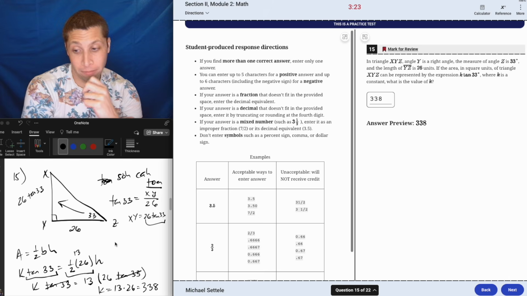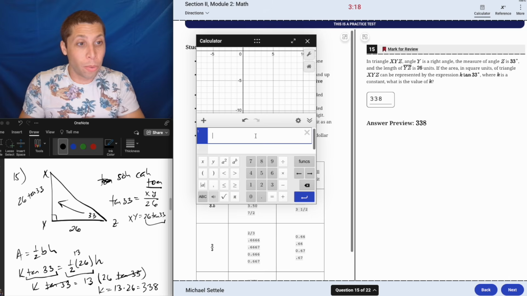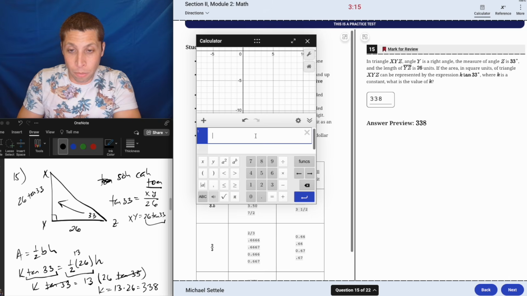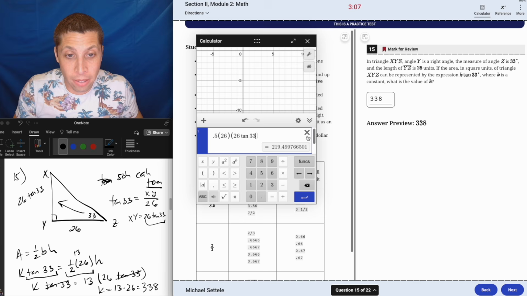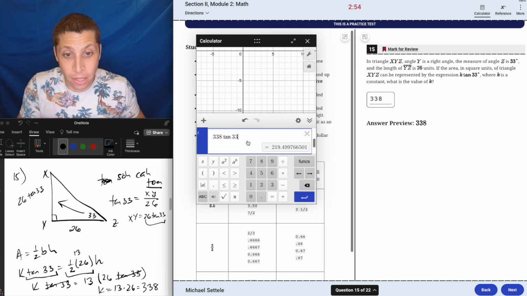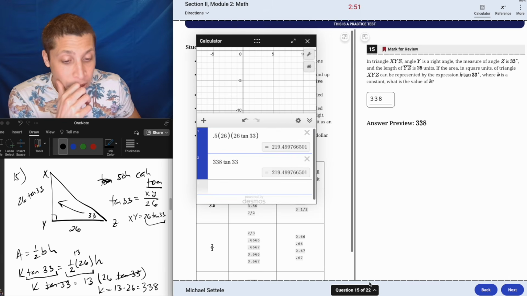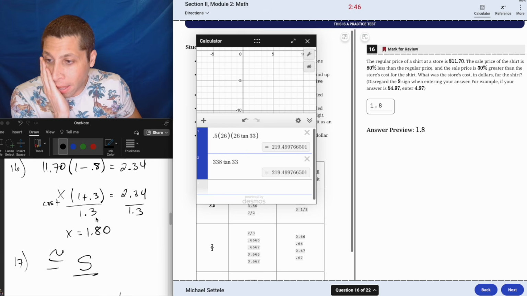I mean, I can just compare things. So, right, 1/2 base times height is 219. So 1/2 base times height is that. So that's 338 tan 33. Same number. Yeah, I've still bookmarked that, right? Like even after the check, I'm like, it's possible I did something wrong. This one's the same thing.